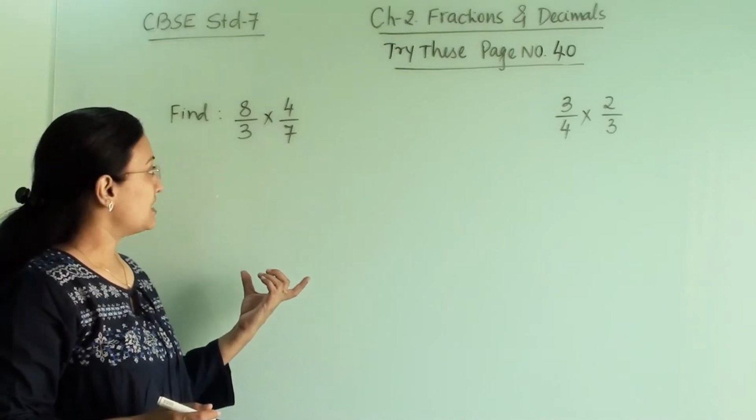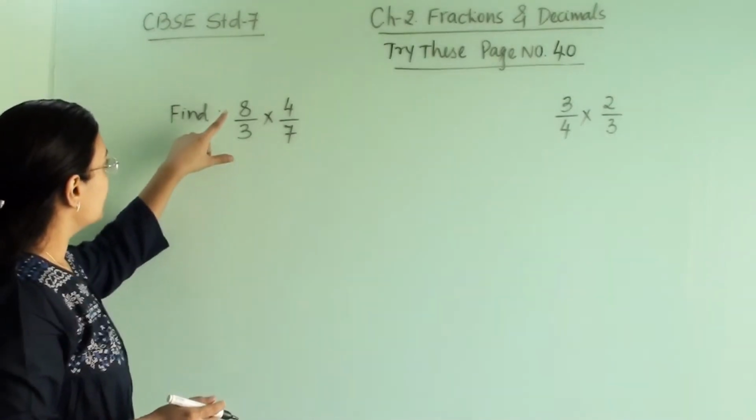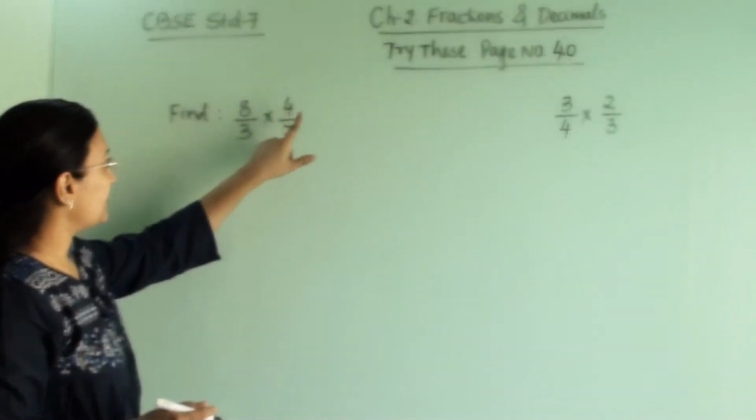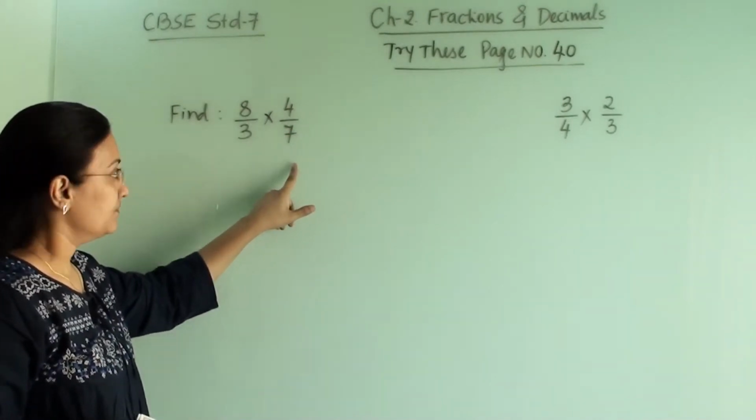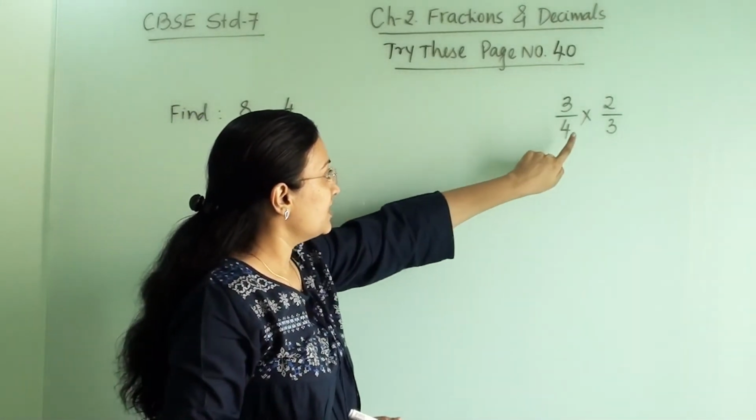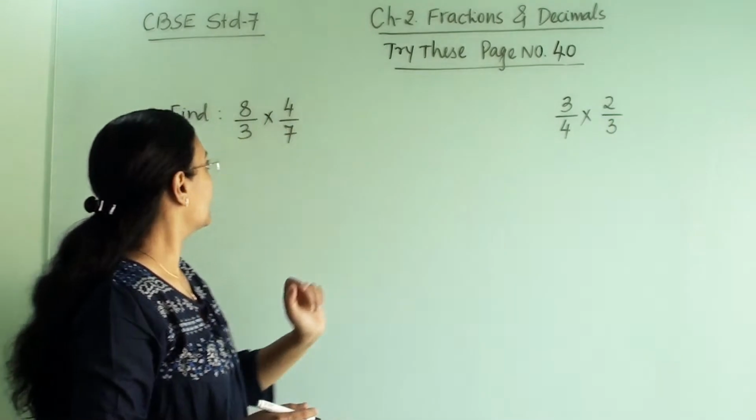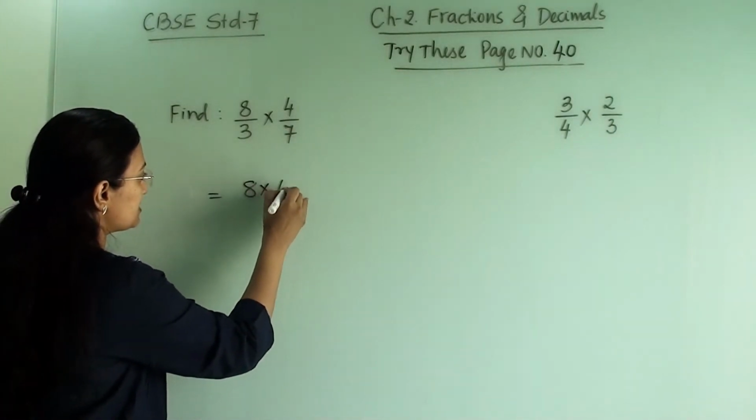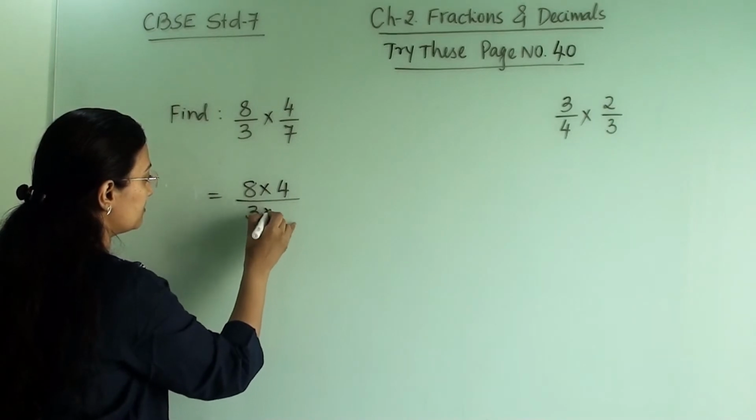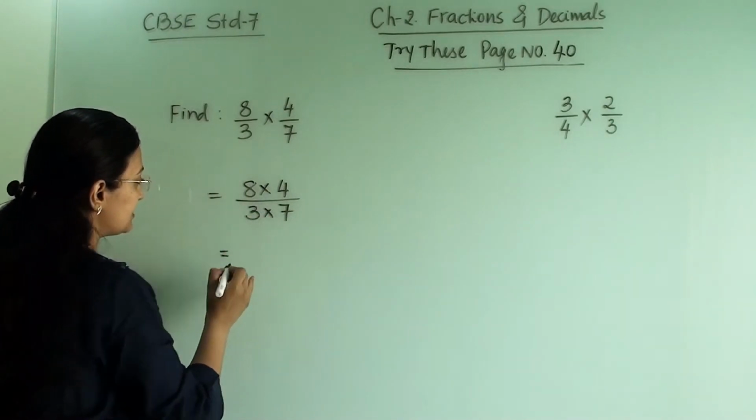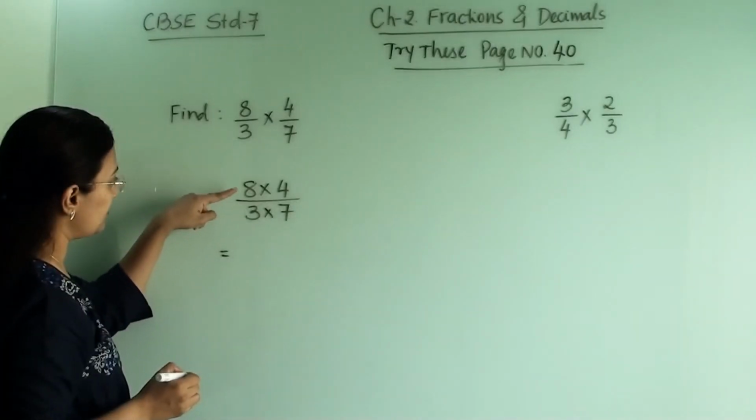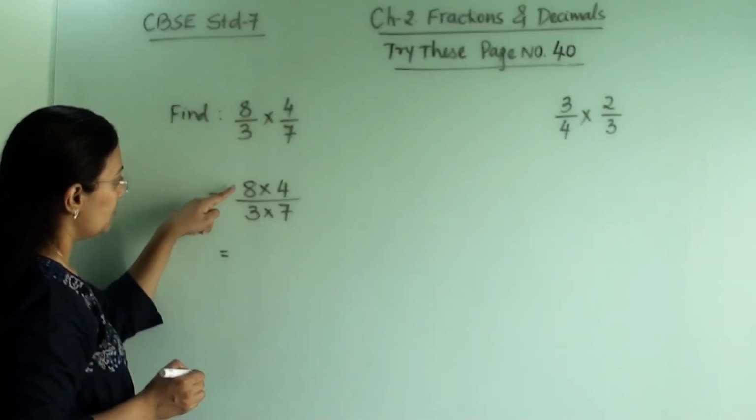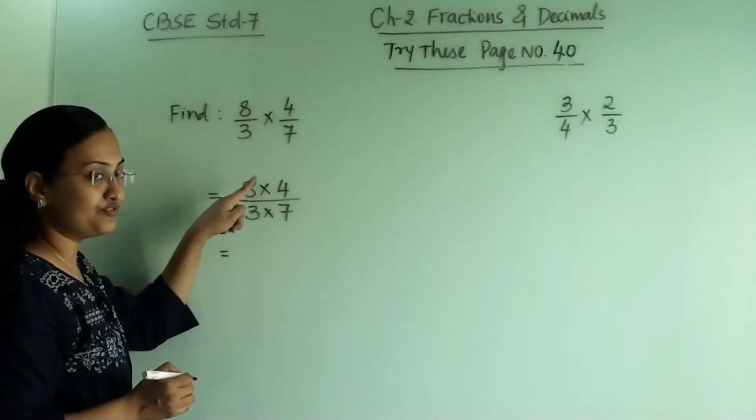The second set of examples are like this: 8 by 3 in multiplication with 4 by 7, and 3 by 4 in multiplication with 2 by 3. So now let us club together the numerators and denominators, and let us write the answer. First we will see, can we reduce it? No. We cannot divide any of these numbers.